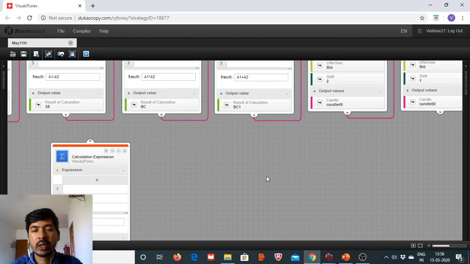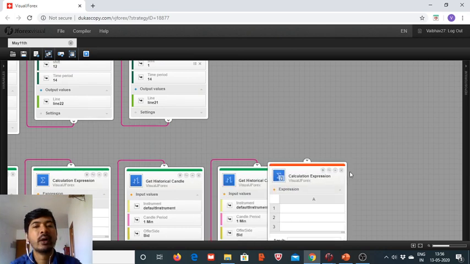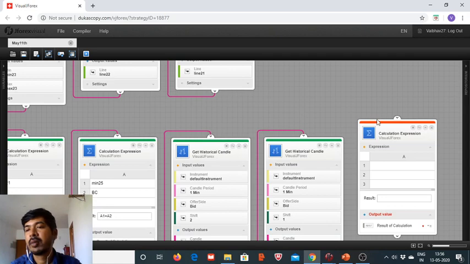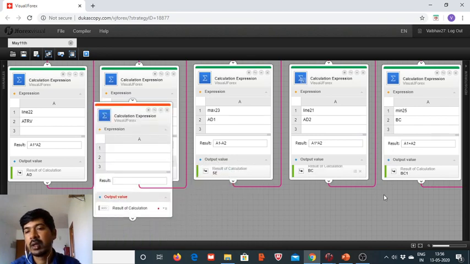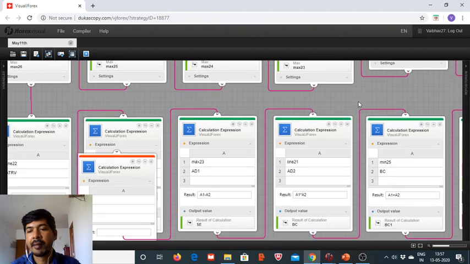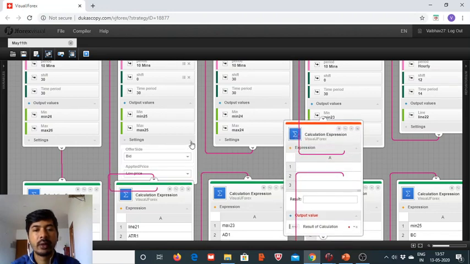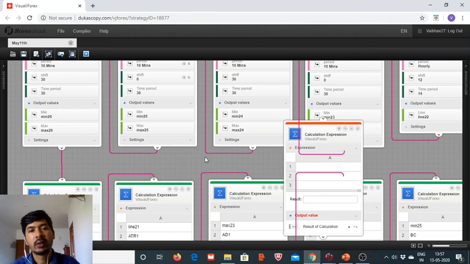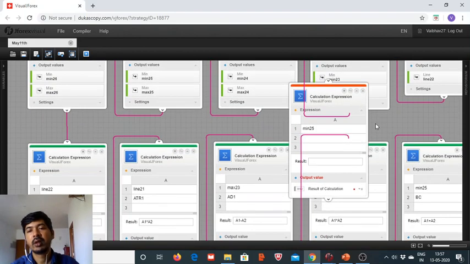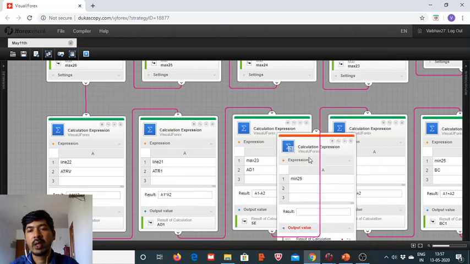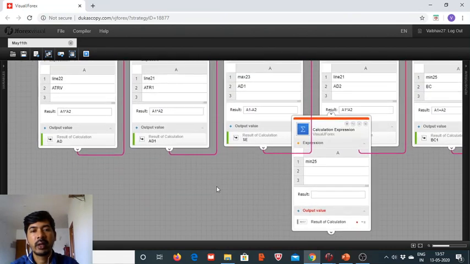We need to take the ATR value, the hourly ATR value, and multiply it by 50%. So we have that here on this side, and before that we take the minimum value of the bid side on the low price current. Yes, this is the one, minima 25. Now we need to add 50% of the hourly ATR to it, and that would be our buy price, and that is 81.